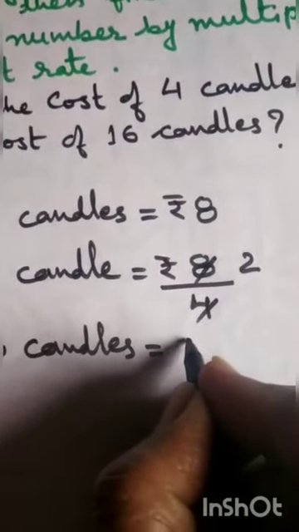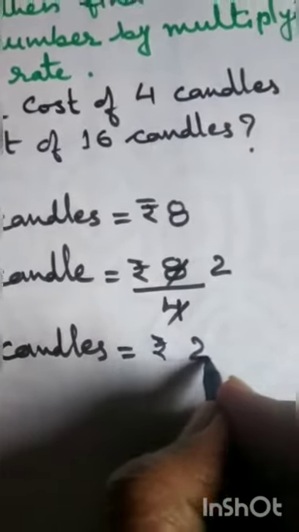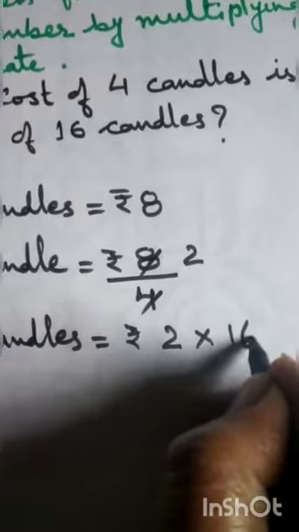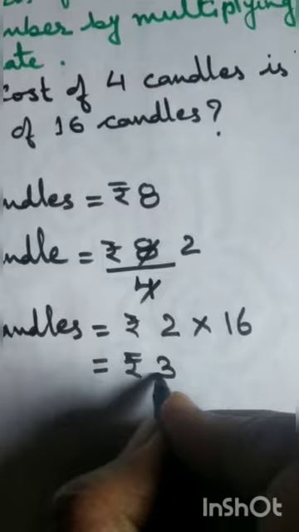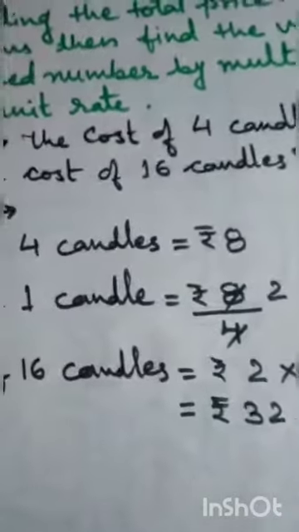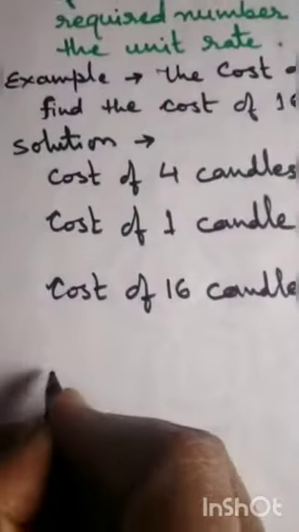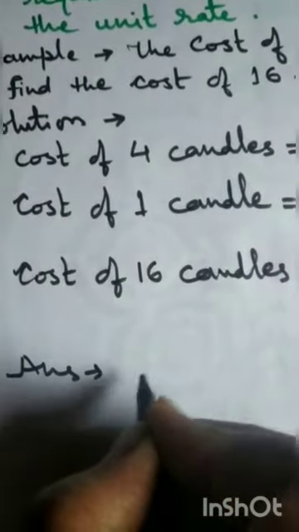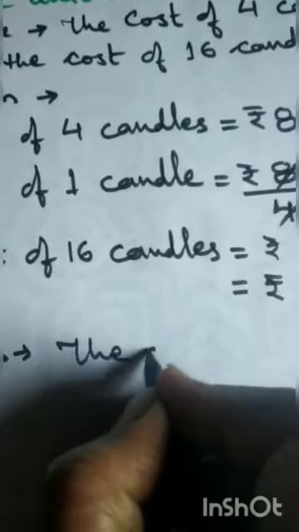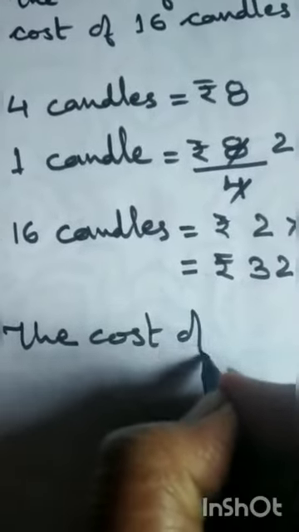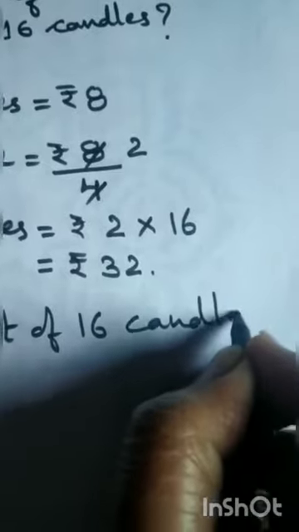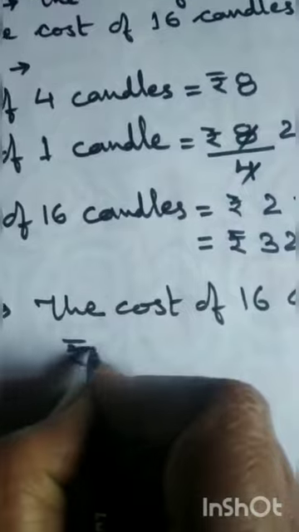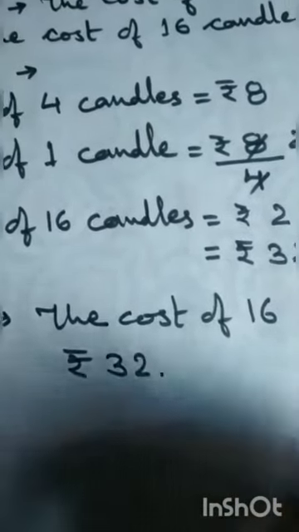So rupees 2 into 16. 16 2s are 32. The answer is: the cost of 16 candles is rupees 32.